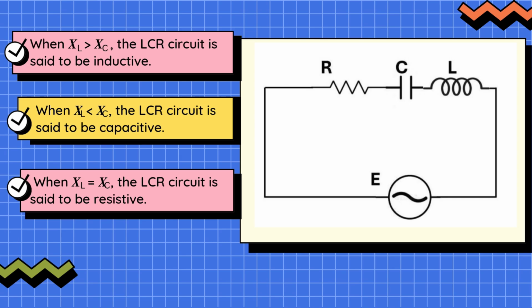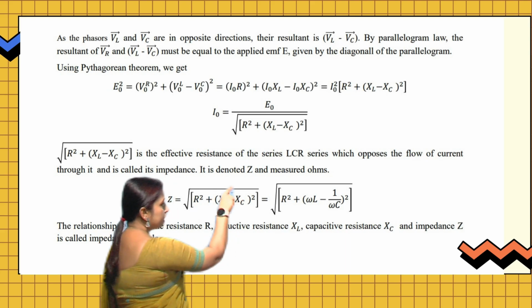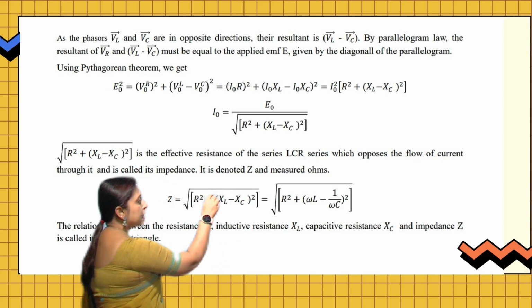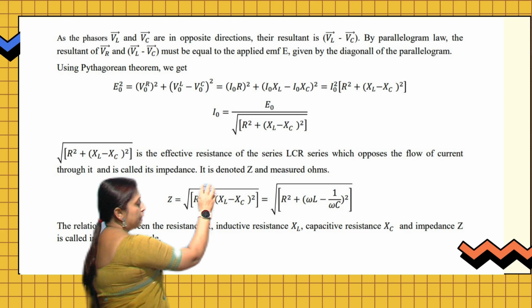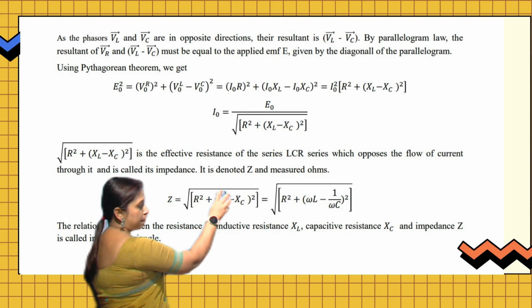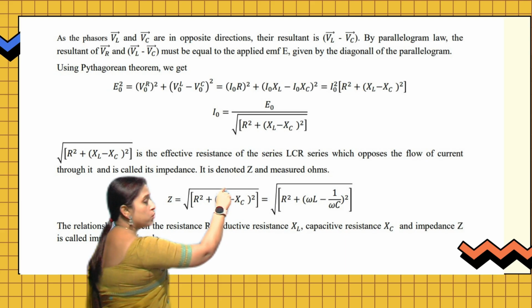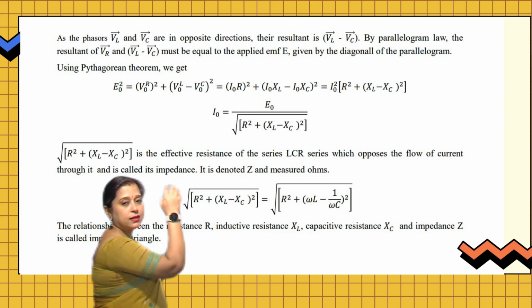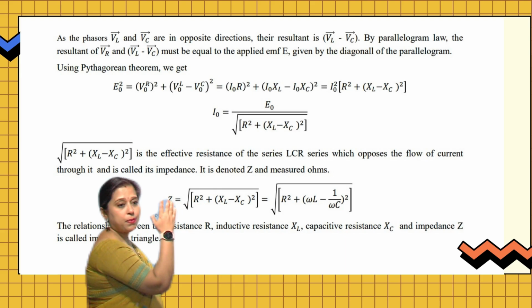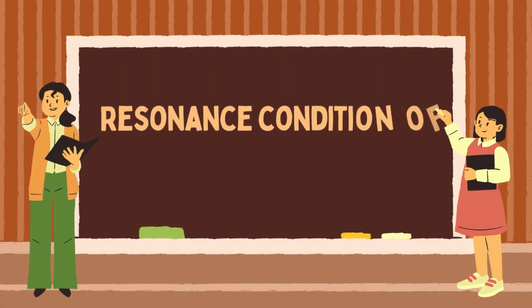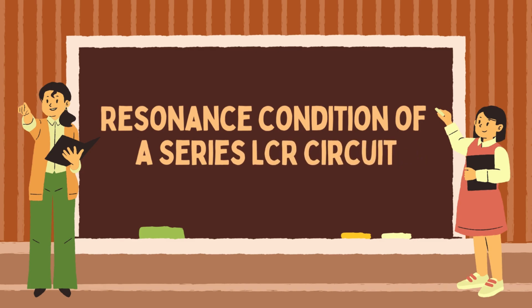And if these two are equal to each other, then we can see from this equation that if the inductive reactance and capacitive reactance are the same, this term will go to 0. So the circuit remains a purely resistive circuit. Now we are moving to the resonance condition of a series LCR circuit.